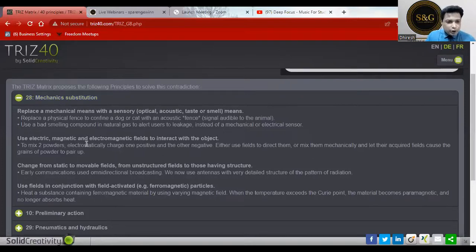Then use electric and magnetic, electromagnetic field. Now everything will not be applicable here. Change from static to movable fields. Now, if I want to increase the productivity, I need not remain static. I have to move. So if I move, it will be more productive. These are the trigger words. Some will be applicable, some will not be applicable. Use fields in conjunction with field activated. This may not be applicable.